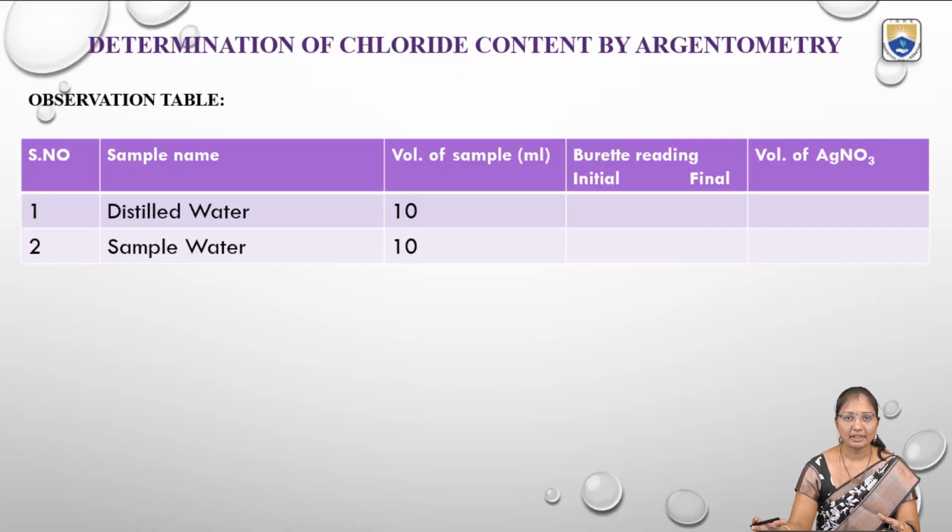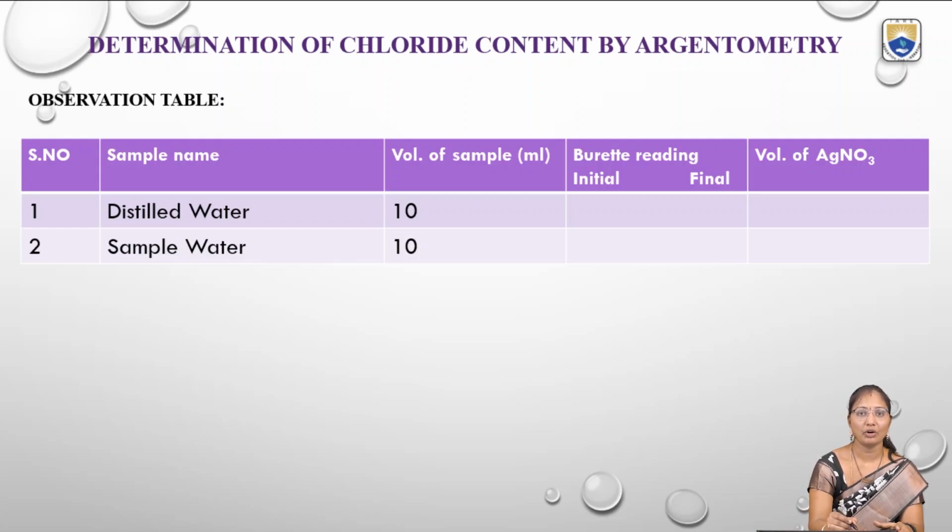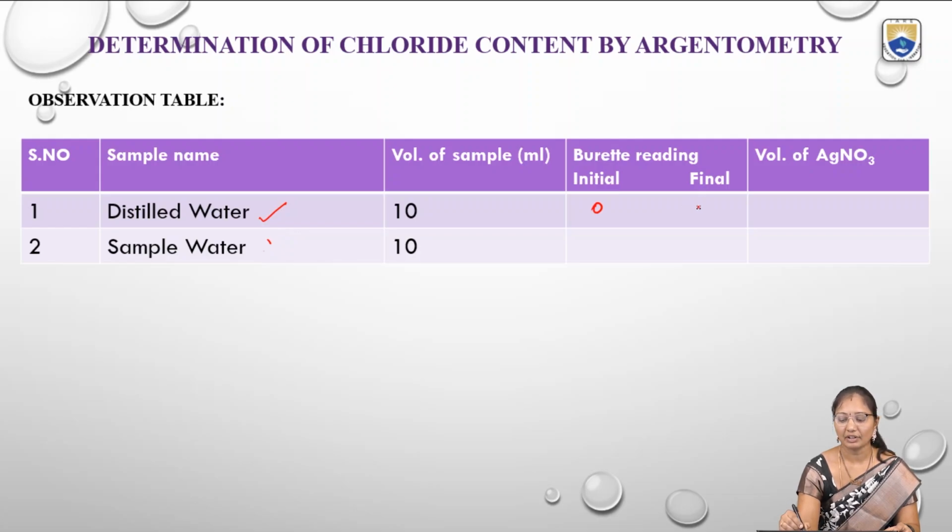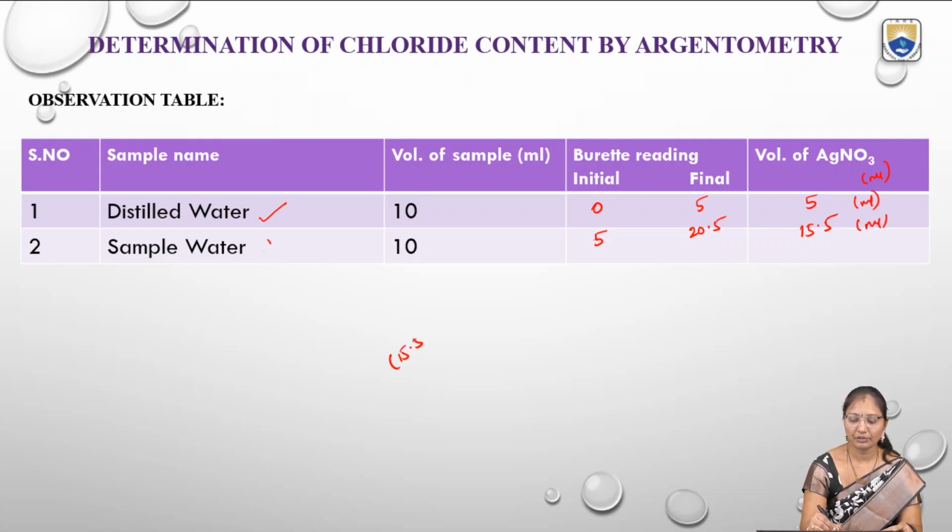From the laboratory experiment, we can know the values for the distilled water and the sample water. For the distilled water, the initial reading is 0 and the final is 5. Here the volume of AgNO3 consumed is 5 ml. Here this is the sample water. Again here 5, here 20.5, which means 15.5 ml. So V2 minus V1 means 15.5 minus 5 equals 10.5.